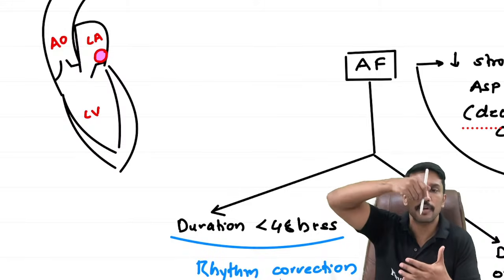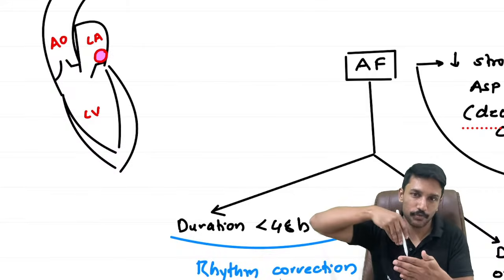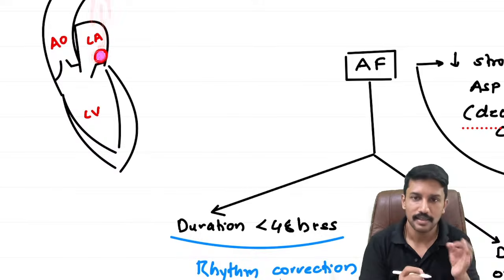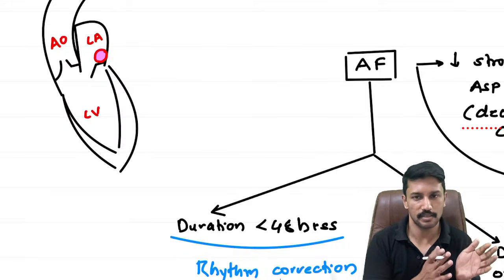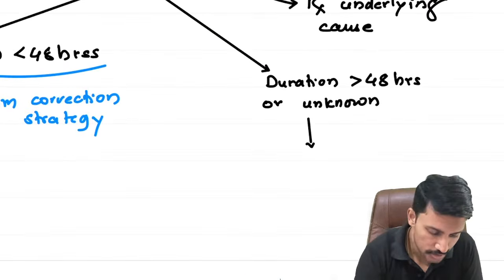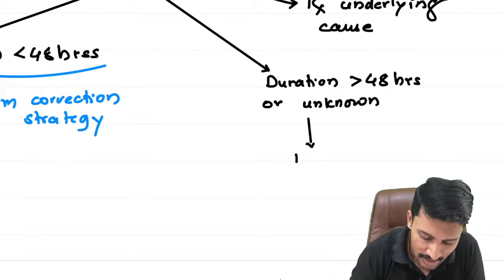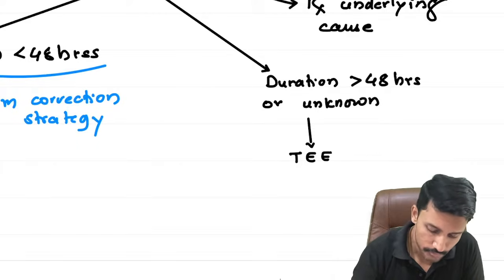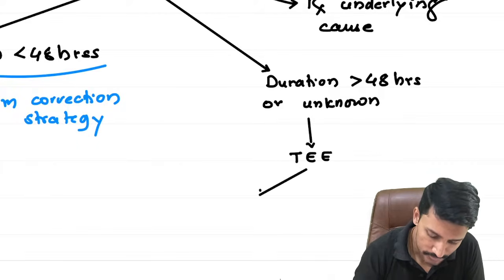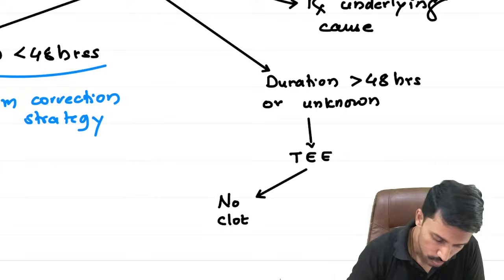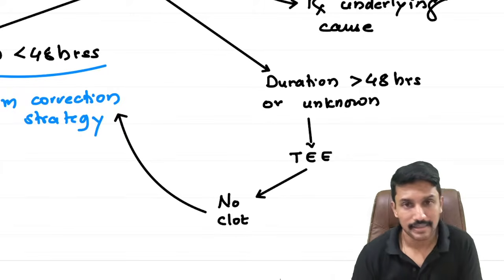We put an echo probe into the esophagus, and from the esophagus we can clearly visualize the left atrial appendage, whether there is a clot present or not. So the preferred investigation to identify the left atrial clot will be transesophageal echo, TEE. And if the transesophageal echo tells me that there is no clot, then there is no worry about inducing a stroke. So again, I will follow the rhythm correction strategy.